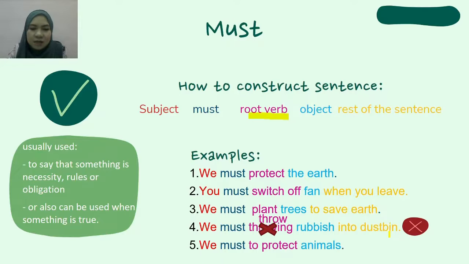Okay, the last example for this slide, example number 5, we must to protect animals. Okay, read again. We must to protect animals. Is this correct? What do you think? Good. It is incorrect. Why? Because of the word to. Remember, after subject, must, we should not write to. We should write the root verb, which is protect. So, we must protect animals.